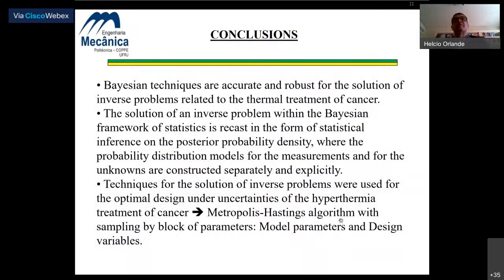Some conclusions now. I'm almost finishing. These Bayesian techniques were accurate and robust for the solution of inverse problems related to the thermal treatment of cancer. They have also been used for the optimal design under uncertainties of the hyperthermia treatment of cancer. In particular, we have used the Metropolis-Hastings algorithm with sampling by block of parameters.